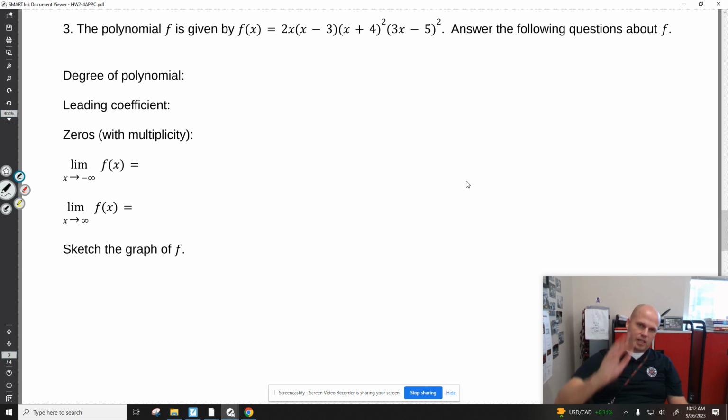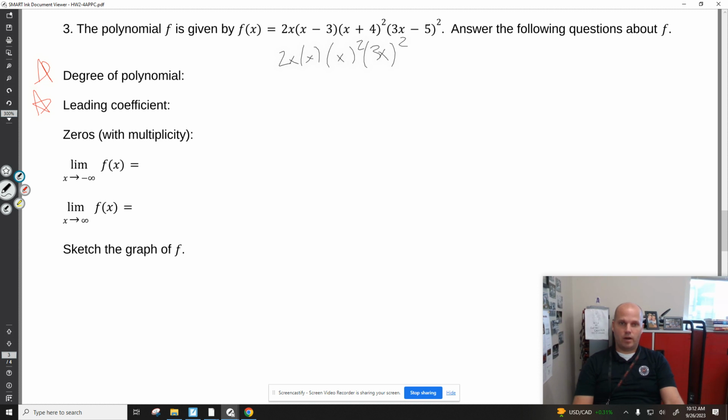Now I could give you something that's completely in factored form. You could think about what you'd get if you distributed everything. You don't have to distribute everything because it's all about the highest degree term. That gives you the degree of the polynomial, and it's all about the leading coefficient of that. So what I have to care about is this 2x, this x being squared, and this 3x being squared. So this is x squared, this is 9x squared, this is 2x, this is x. I have 1, 2, 3, 4, 5, 6 x's and a positive 18 in front of it. So the degree of the polynomial is 6, the leading coefficient is 18.